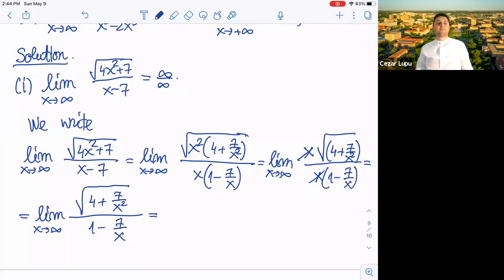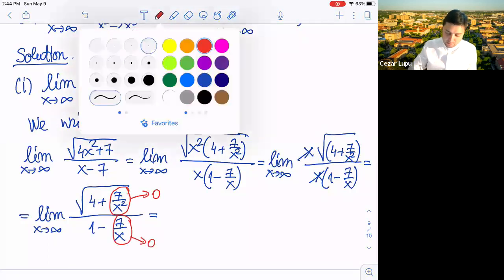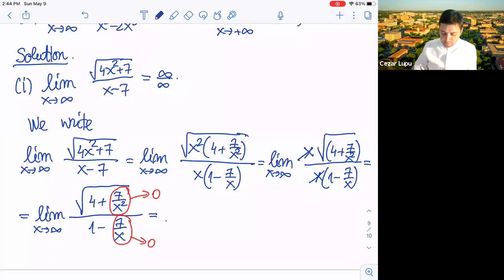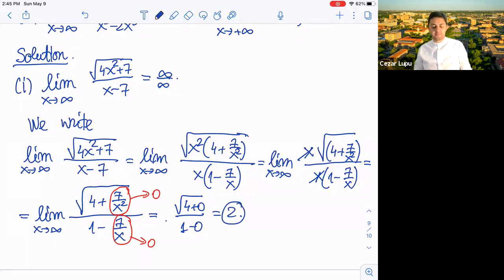All right, great. As x approaches infinity, this term here approaches 0, and this one will also approach 0. So this would be, guess what? The square root of 4 plus 0 over 1 minus 0. So this would be 2. That's the result. Like I said, try to do it using L'Hôpital's rule. So one can use L'Hôpital's rule.